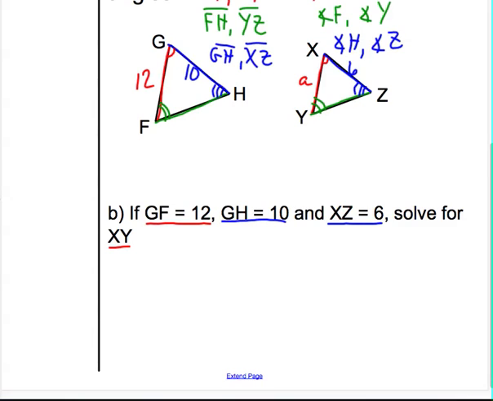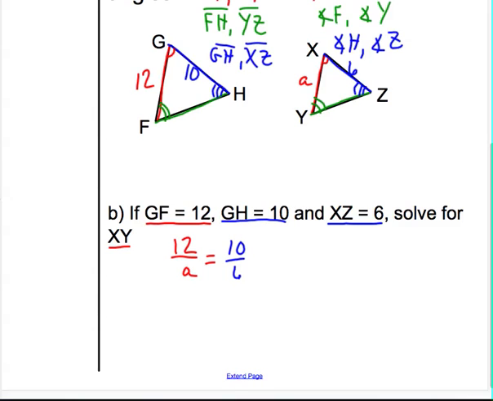So we're going to set up our ratios. There's a couple of different ways to do this. I'm going to take a look at setting up the corresponding sides as a ratio. So GF, or 12, corresponds to XY, or A. And GH comes from the first triangle, and so did GF. So I started with the first triangle in my first ratio, so I'm going to start with the first triangle in my second ratio, and that corresponds to, in the second triangle, 6.